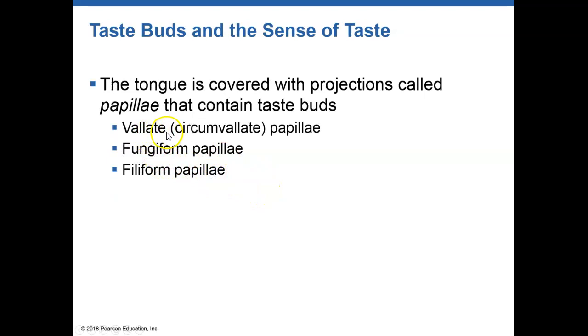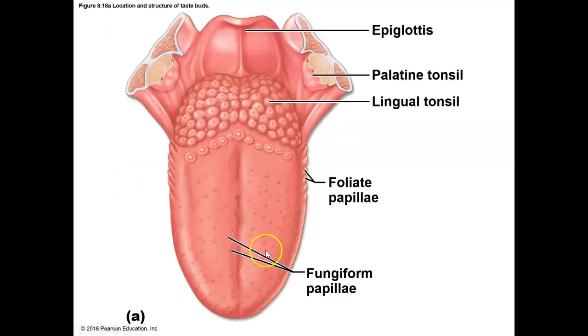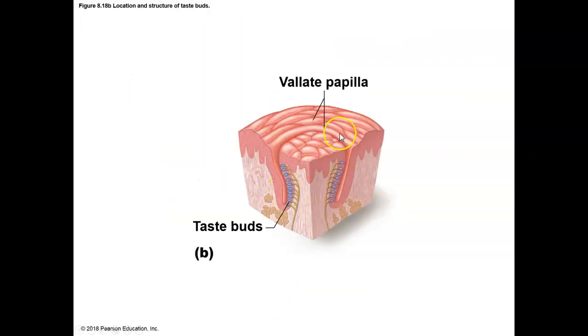So there are multiple types of taste buds. We have vallate papilla, fungiform papilla, and filiform papilla. And you can see these each here. Here's fungiform, covering the majority of our tongue. We have the foliate papilla over here. These are the vallate papilla. And you can see them again right there.